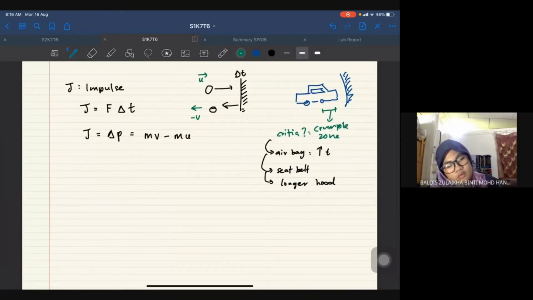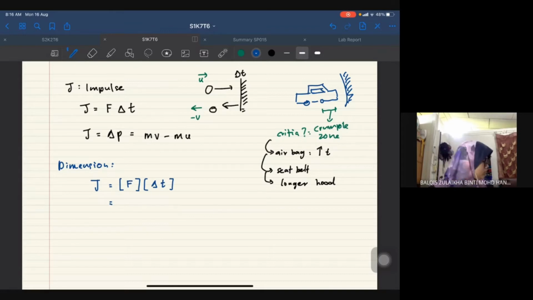Okay, and one more thing about this one is the unit. If you want to do the dimension analysis for the unit, you can do J, which is equals to F, which is basically force multiplied by time. So that one will just be Ns. Okay, so the SI unit for impulse is Newton second. Itu je lah.